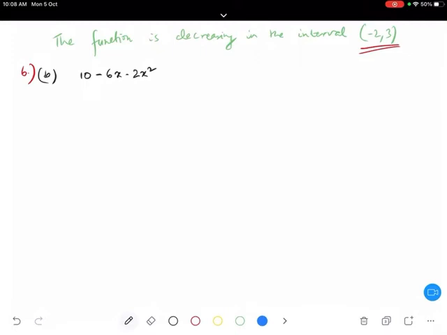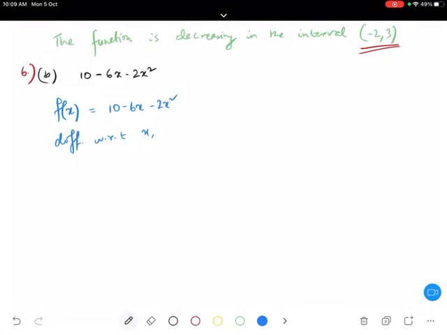Now, first of all, the function is just given like this. So let us write this one as f(x) is equal to 10 minus 6x minus 2x square. I'll just give a name to this function, f(x). So here, I will first find the differentiation with respect to x. This is my first step.